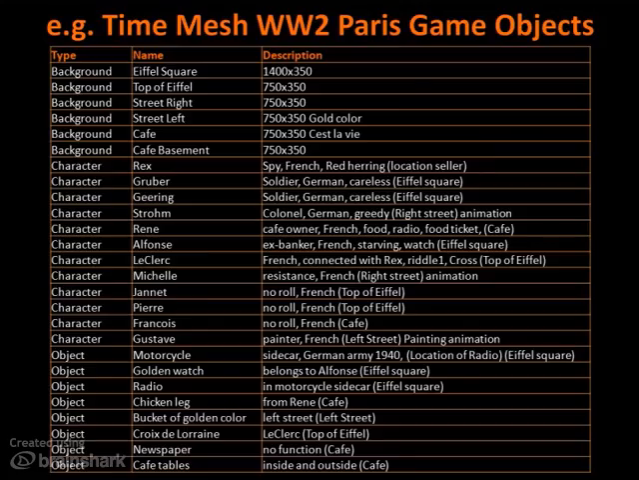Here you can see the list of game objects for the Time Mesh history game, World War II Paris scene. All of them are unique. Also, some conditions are presented. For example, where the character is located, what items belong to what character, and so on.